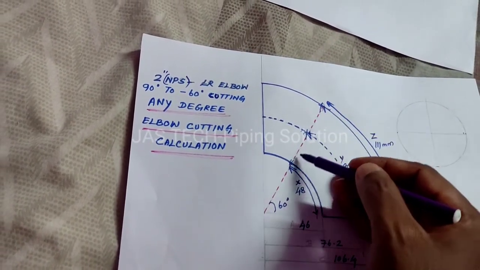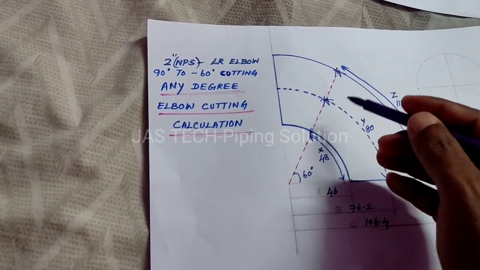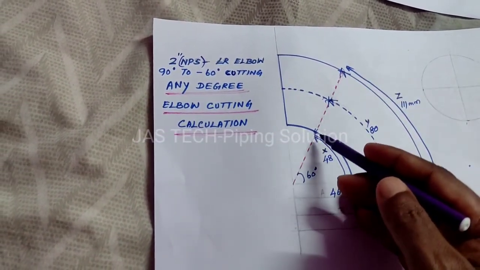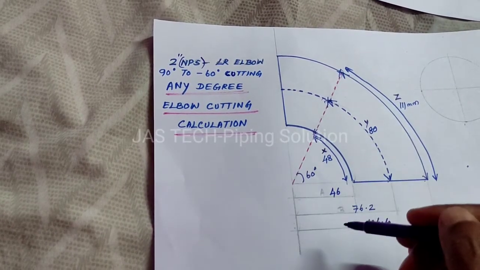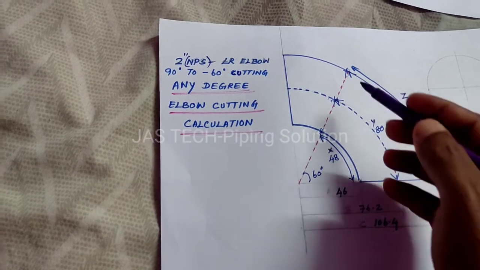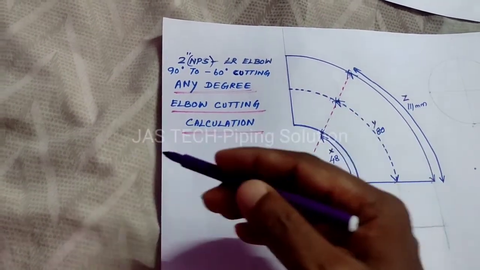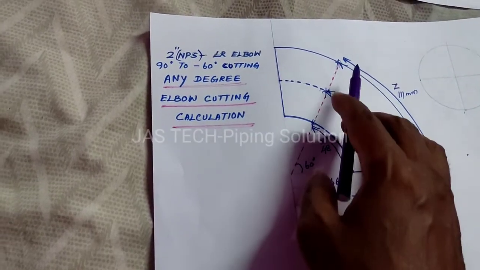You join these 3 marks by using wrap around, and this line will come. That is the 60 degree elbow cutting marking. By using a grinder, you cut this elbow, you remove this portion, and the remaining will be a 60 degree elbow.